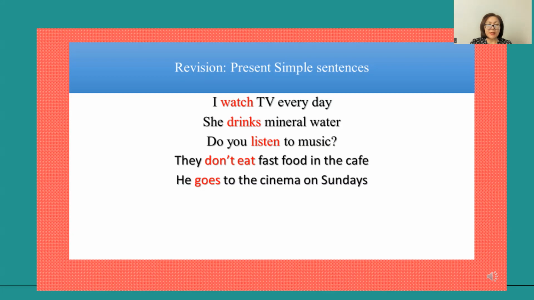Do you listen to music? They don't eat fast food in the cafe.